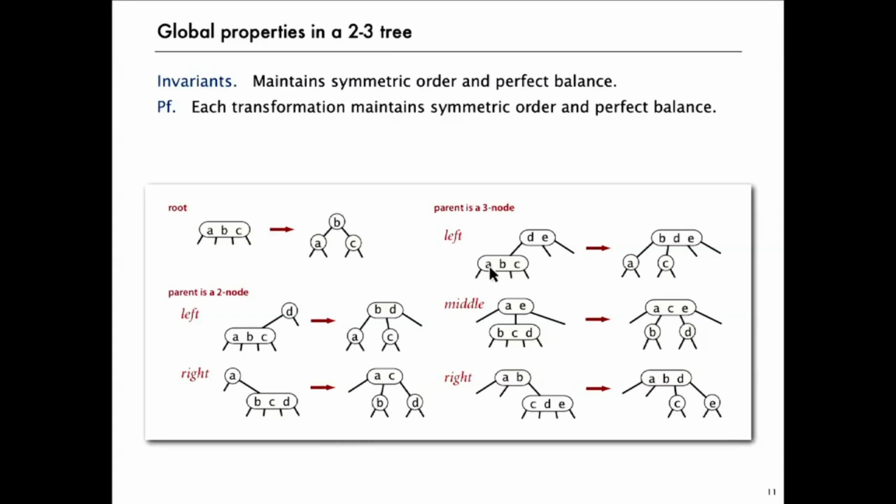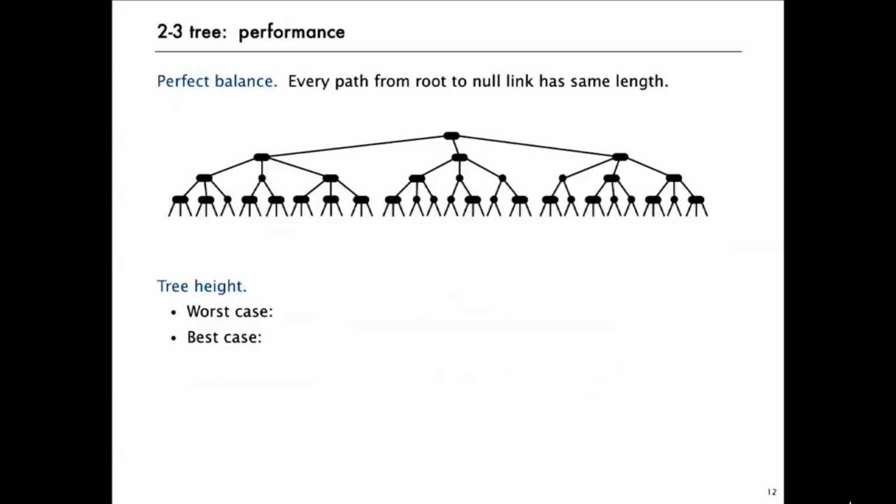And this is when the parent is a 3-node, then there are 3 cases. If we split at the left, split at the middle, and split at the right. And again, changing the 4-node to 2-nodes and adding links. If there was perfect balance before, there's perfect balance after, because we didn't change the heights of anything else in the tree. So our operations maintain symmetric order and perfect balance in a 2-3 tree. So that's going to give us a very easy way to describe the performance.